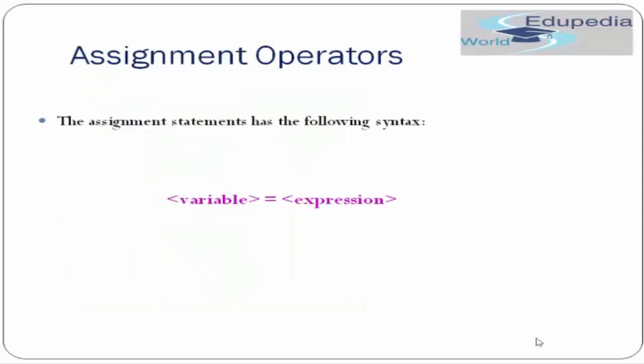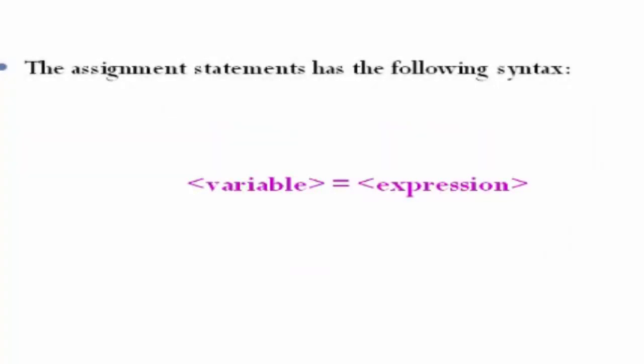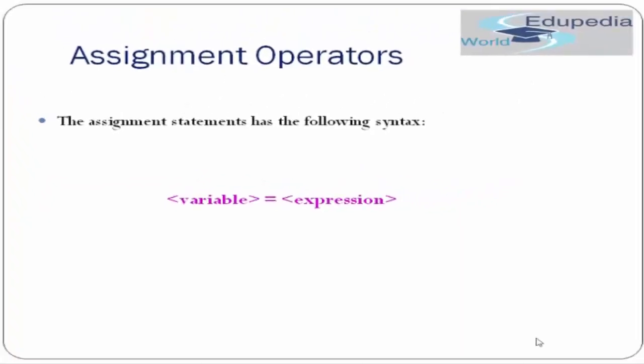The assignment operator statement has the following syntax, in which we have variable equals to expression. So you usually write the expression on the right hand side and you write a variable on the left hand side. Okay, so over here what you are doing is assigning this expression, or the result of this expression, to the variable that is on the left hand side.